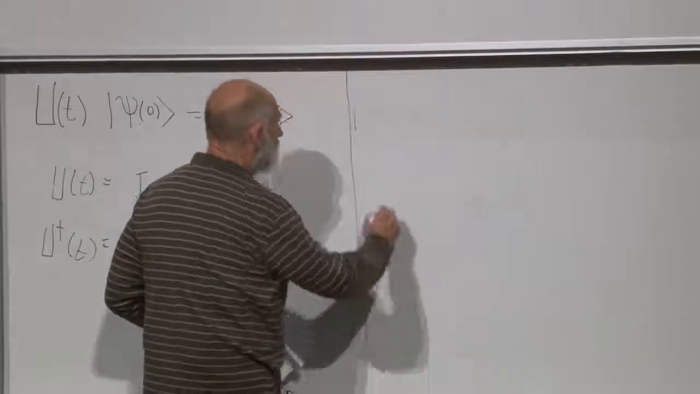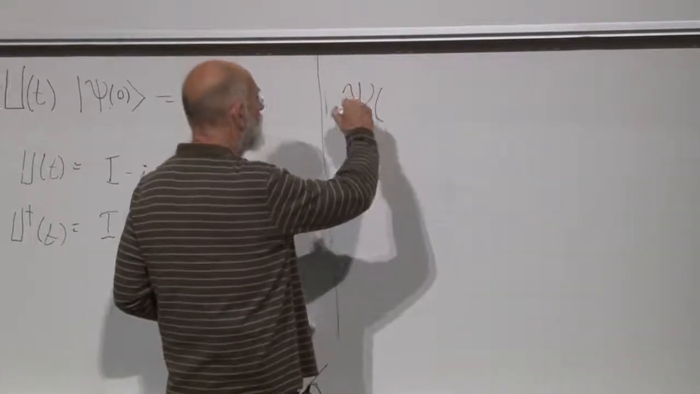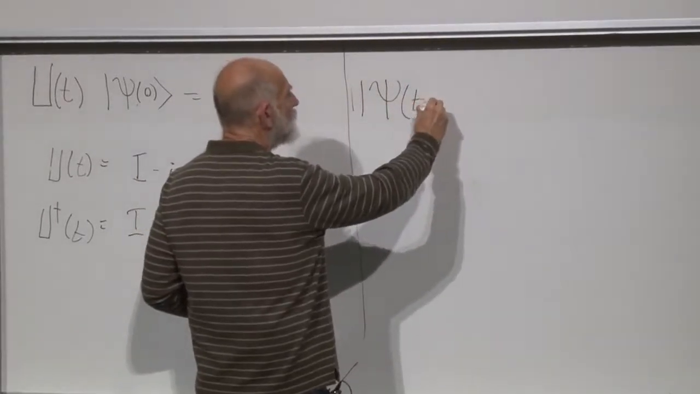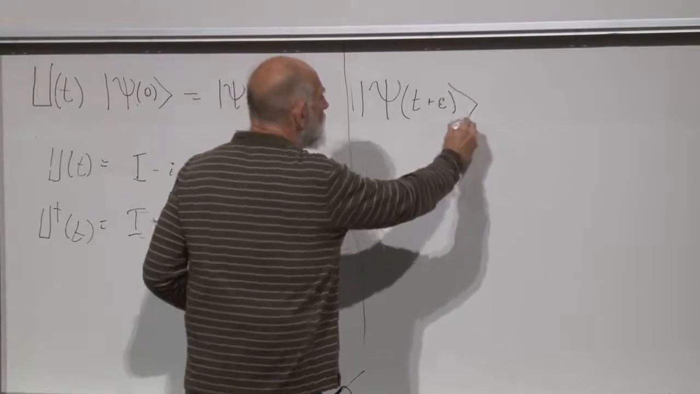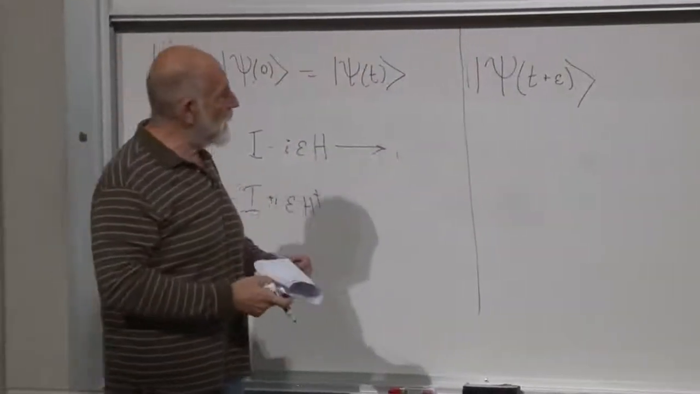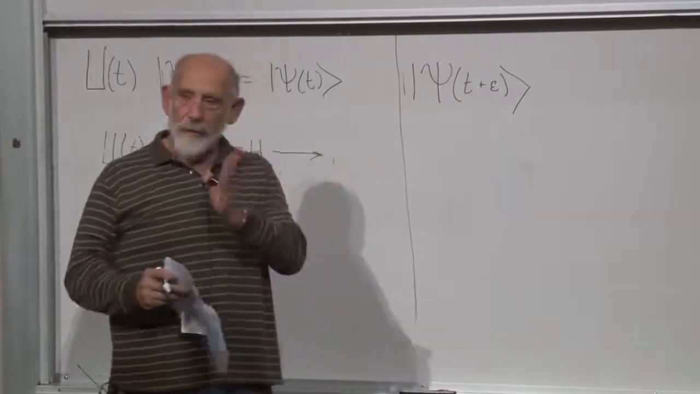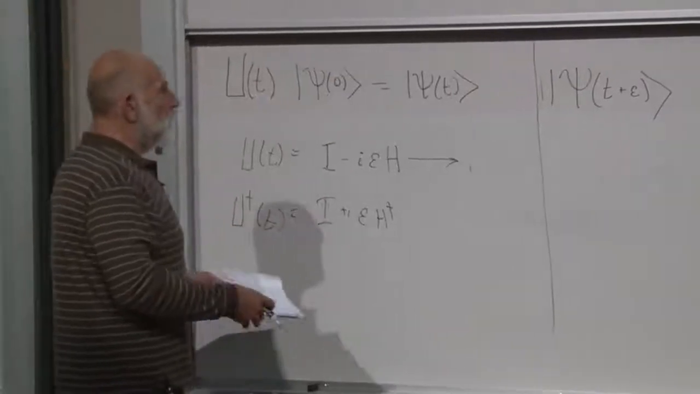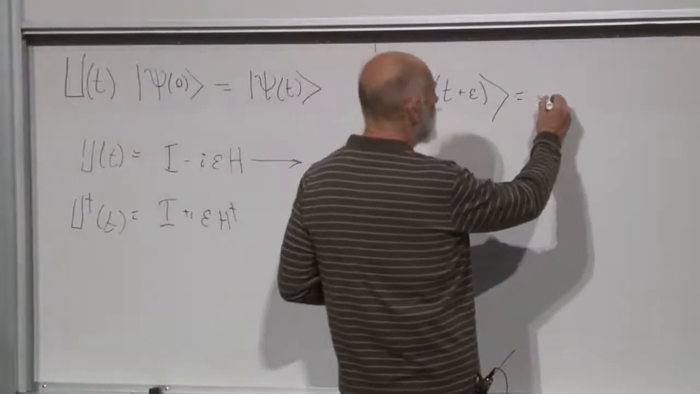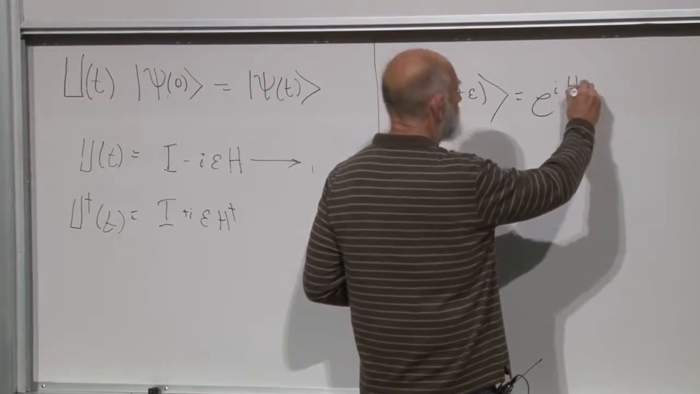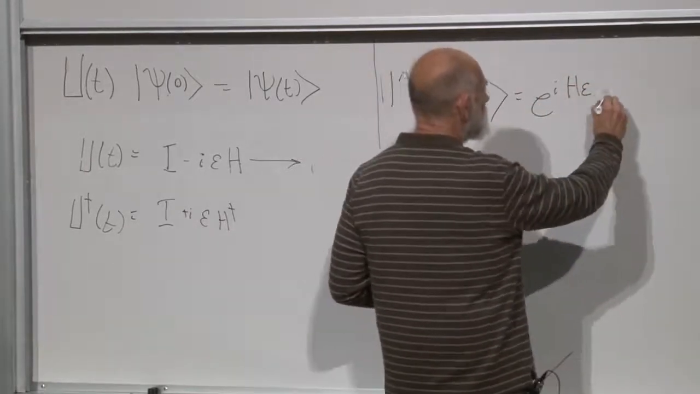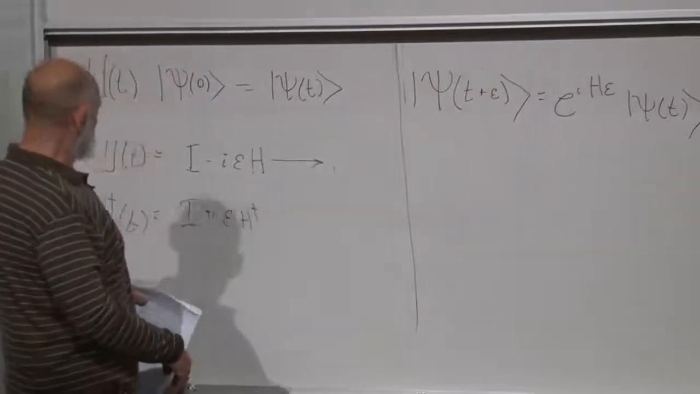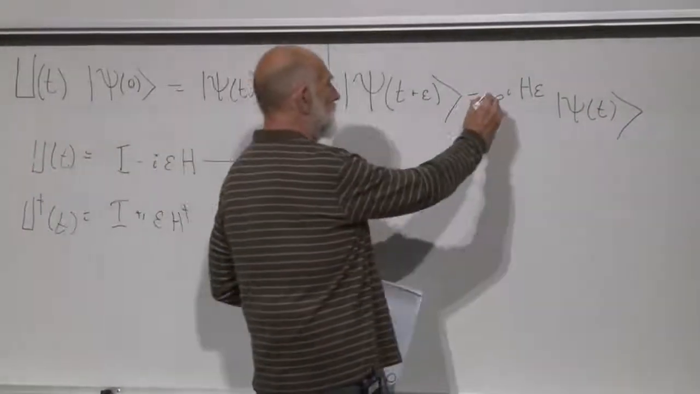Let's take the wave function psi, or the state vector psi, at a time t plus epsilon. I'm starting at time t with a certain wave function, and I'm allowing it to change over a tiny time interval. What is the answer to this? The answer is that it is equal to e to the minus iH epsilon times psi at time t. Sorry, minus here.